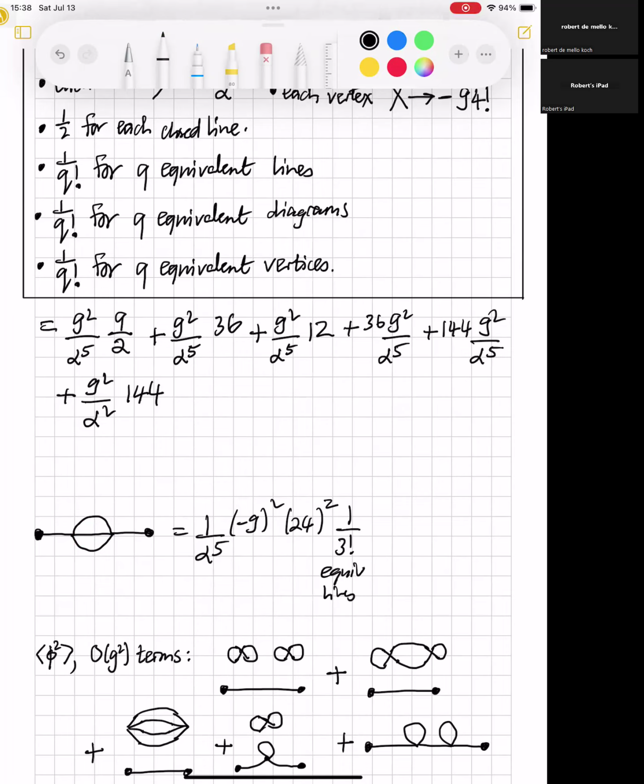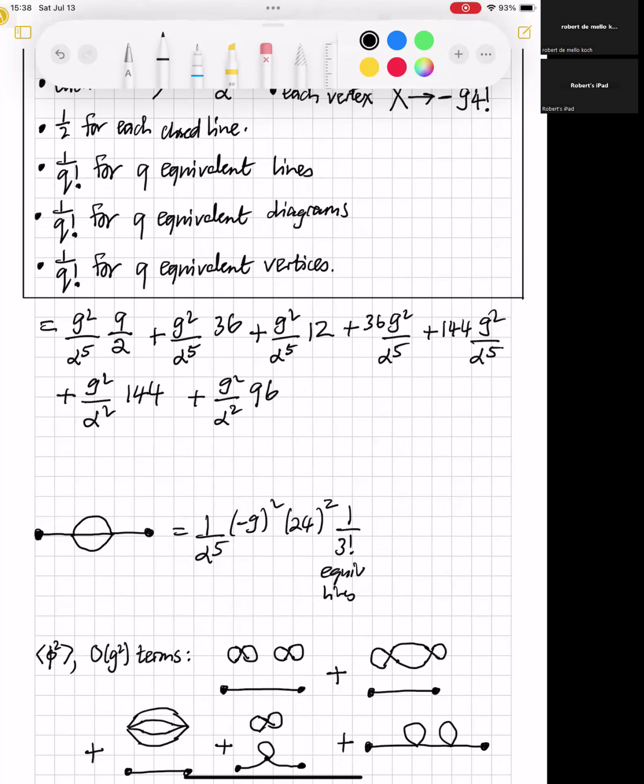Then how about equivalent diagrams? Well, there's just one diagram. And how about equivalent vertices? Well, each vertex connects to a different dot, so they definitely can be distinguished. 1 over 3 factorial is 1 over 6, 24 over 6 is 4, and 4 times 24 is 96. So we get plus g squared over alpha squared times by 96.